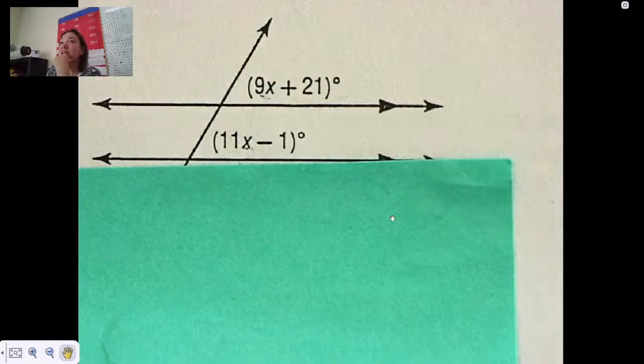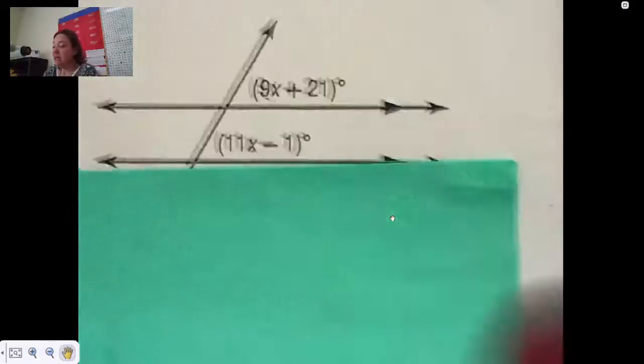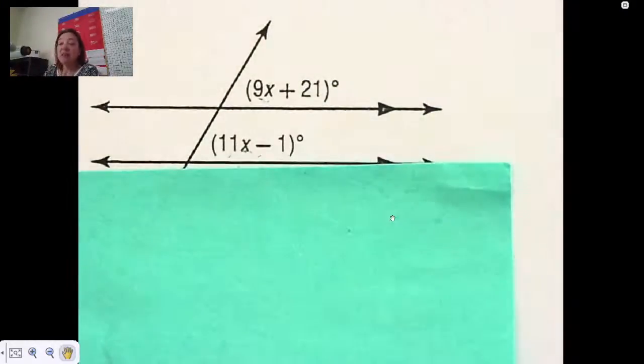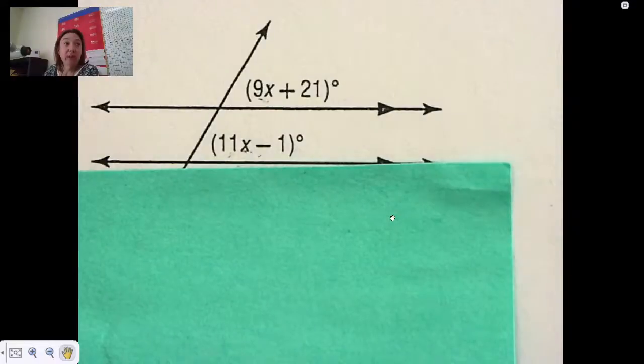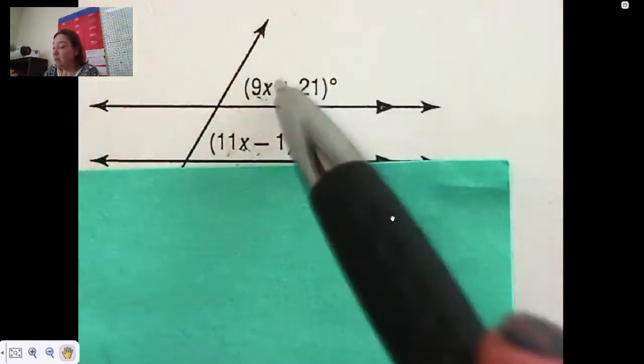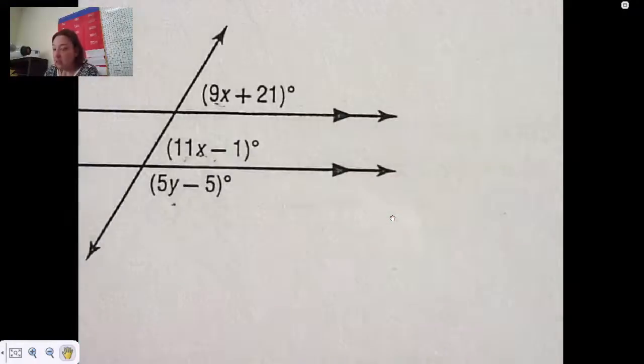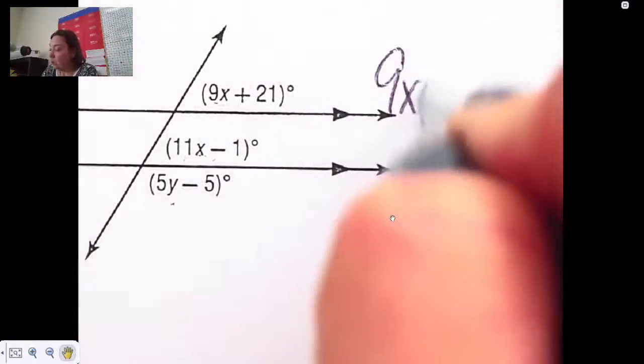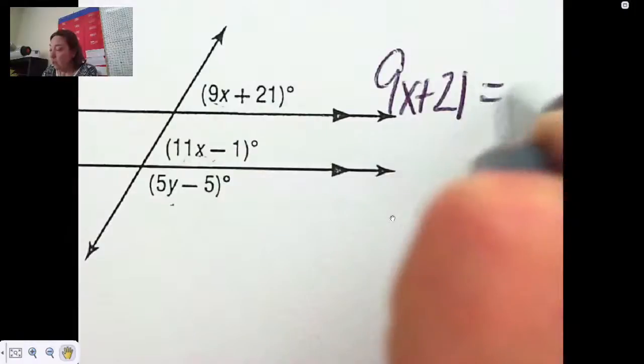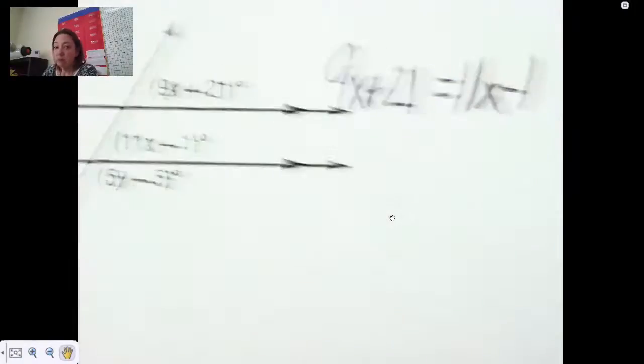Starts with a C, ends with corresponding. Corresponding. Yeah, they're corresponding angles. And corresponding angles are the ones that are in the same spot. And that means that they're congruent to each other. They're the same angle, right? They're just in a different place. They're on a different line. That means that we can set this up so that 9x plus 21 equals 11x minus 1.